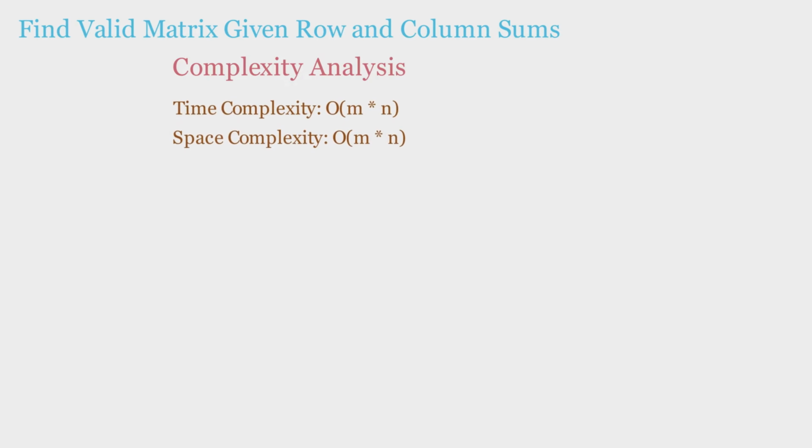Let's analyze the complexity of our solution. The time complexity is O(m times n), where m and n are the dimensions of our matrix, as we iterate through each cell once. The space complexity is also O(m times n), to store our result matrix.